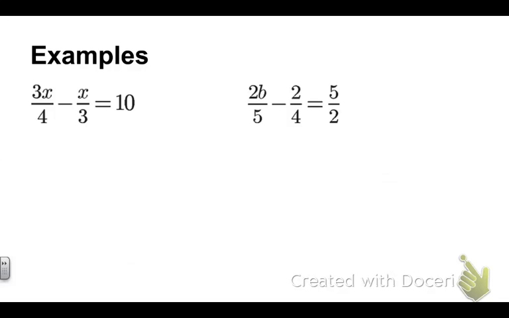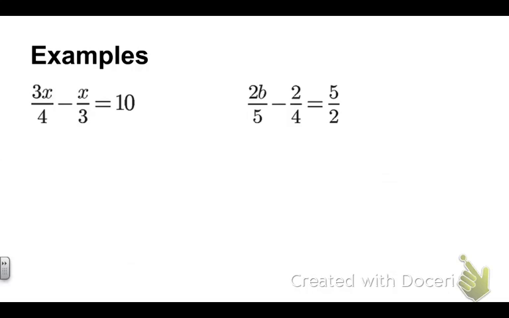So here's an example. All right. If you look, we've got the fractions. So in our first example, we'll make this example number 1 here. We've got 4 and 3 as our denominators. We need to find the least common denominator. What do they have in common? So the least common denominator is going to be 12.